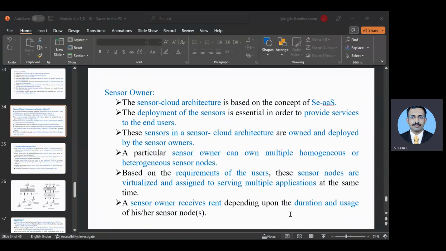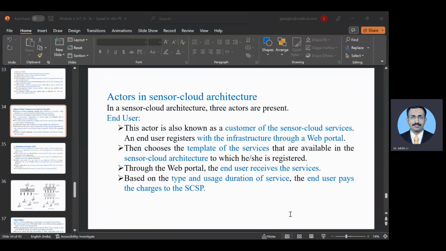So we will see the first one, that is the end user. What do you understand by end users? Customers of the sensor cloud service providers are known as end users. What is my requirement? My requirement may not be your requirement, right? My requirement also will change according to time. My requirement today may not be the requirement tomorrow.